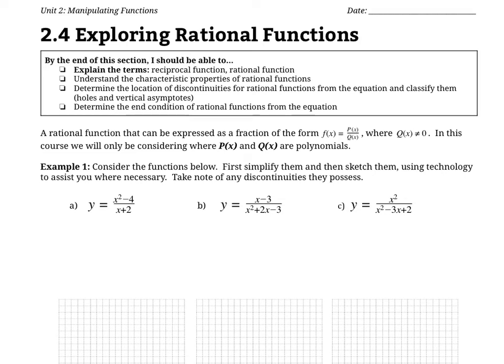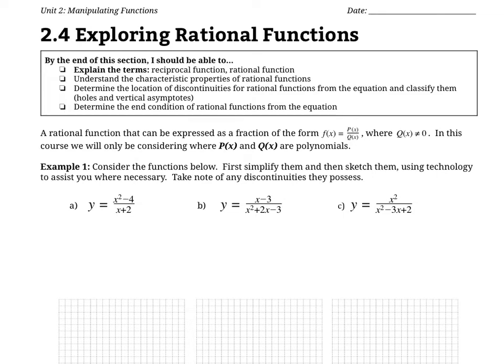Here we're going to investigate rational functions. All a rational function is, it's a function that's made up of two polynomials that are divided by each other. So these are all rational functions here because you have a polynomial on the top, polynomial on the bottom, or I should say numerator and denominator. And these functions all have some properties that we're going to investigate here.